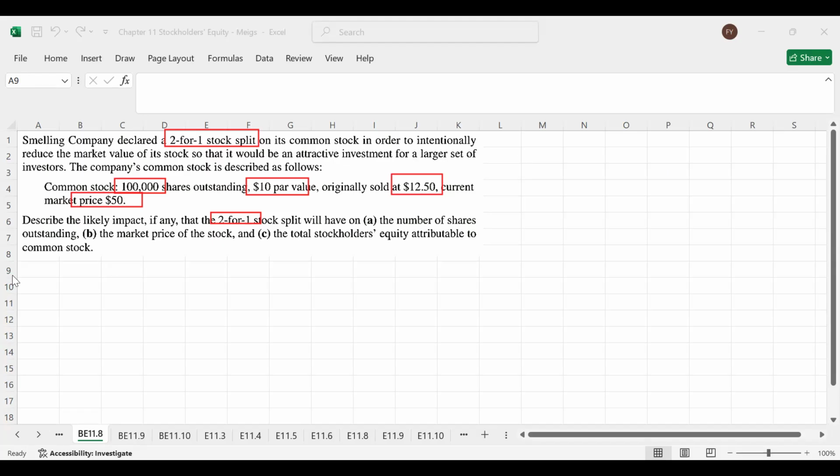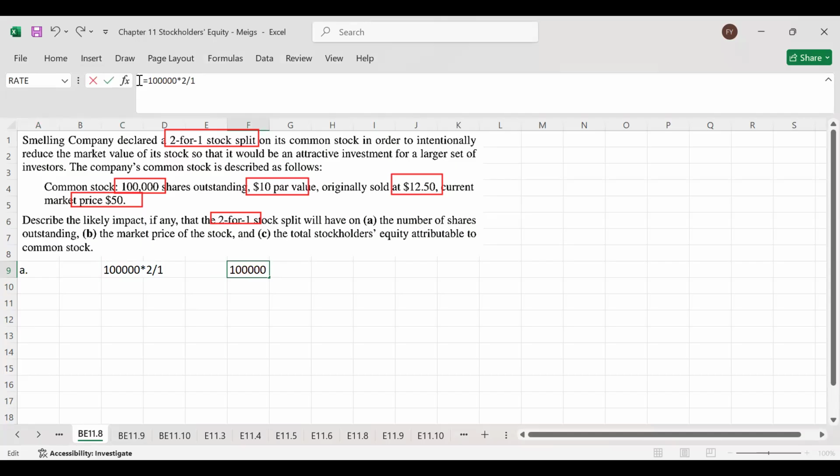Number one, part A, is number of shares. So how many total shares are issued? 100,000 shares are issued. Now it is splitting 2 for 1. So here you can say the number of shares, when we solve it, would be 200,000. So that is the impact of stock split on common shares. The common shares will be doubled.